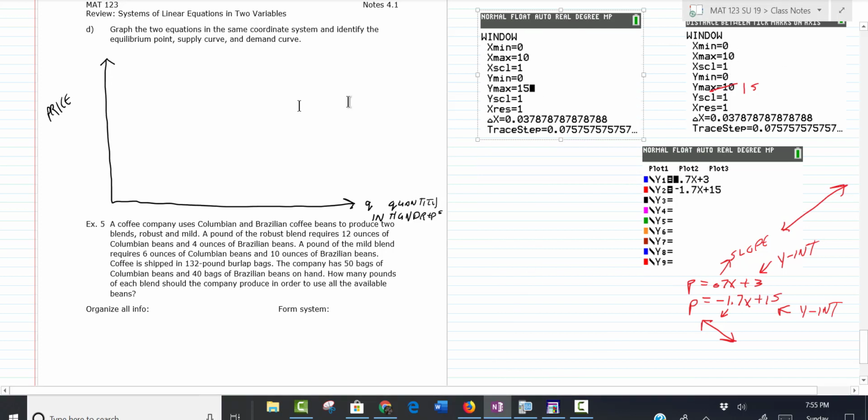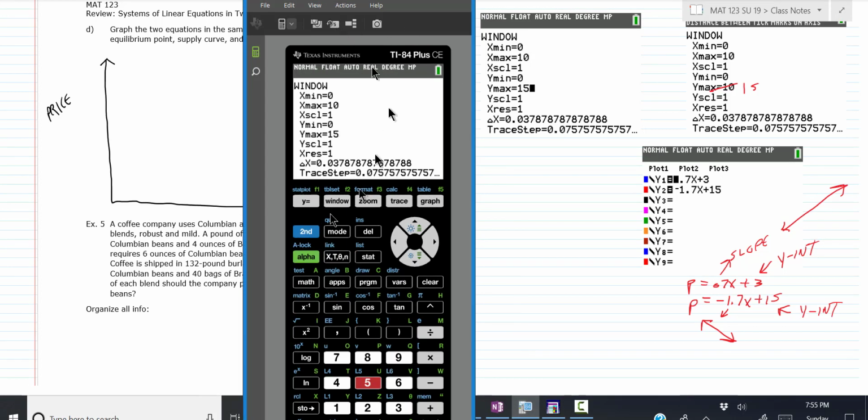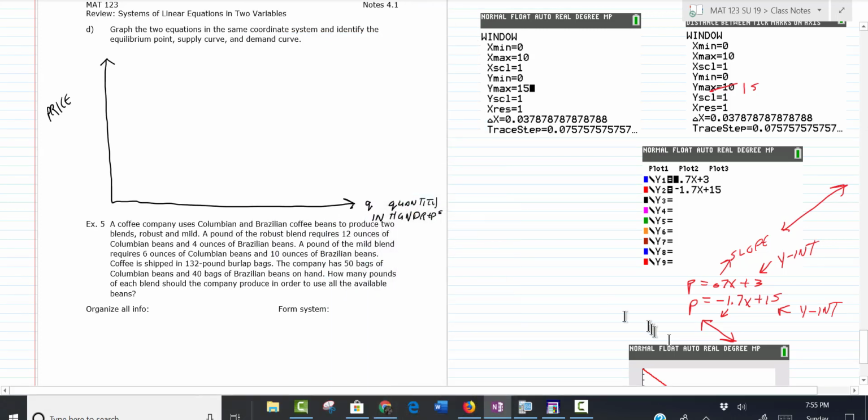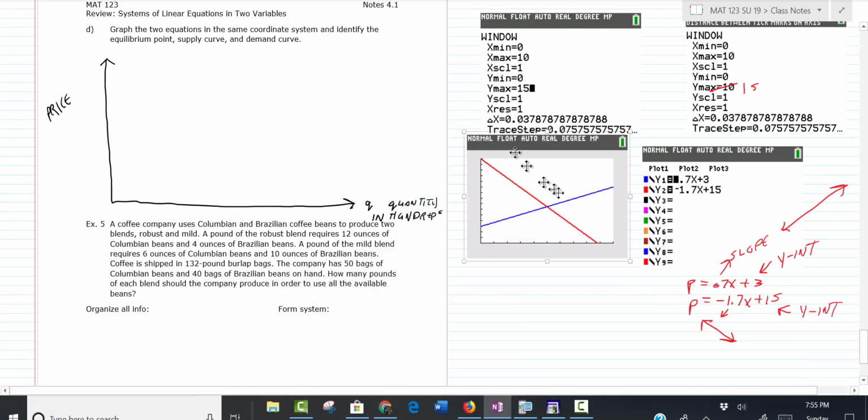You want to know why I chose to do this. That's why you have to understand graphing, because you have to set up the calculator. You have to understand what the y-intercept and slope and all that means. Okay, so now I'm going to graph. Notice what you'll have is one sloping up, one sloping down. That one had the y-intercept of 15, and this one had the y-intercept of 3. Now I'll have you draw a sketch on this.